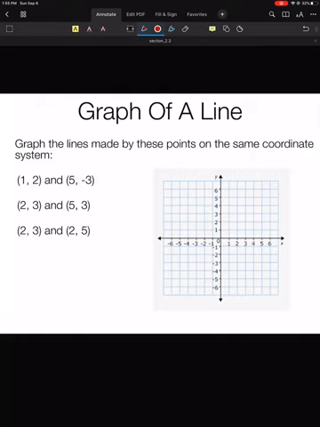Welcome back. In this video, we're going to continue talking about section 2.3, which is lines. We found the slope of a line going through 2 points in the last video. We can also graph the lines made by these points on the same coordinate system, and that's what I want us to do. I sort of did this in the last video, but we're going to do this now with a better XY plane, and we'll illustrate how each of those lines look.